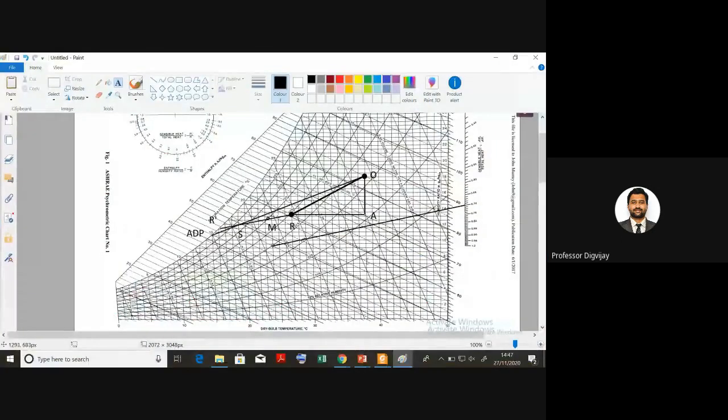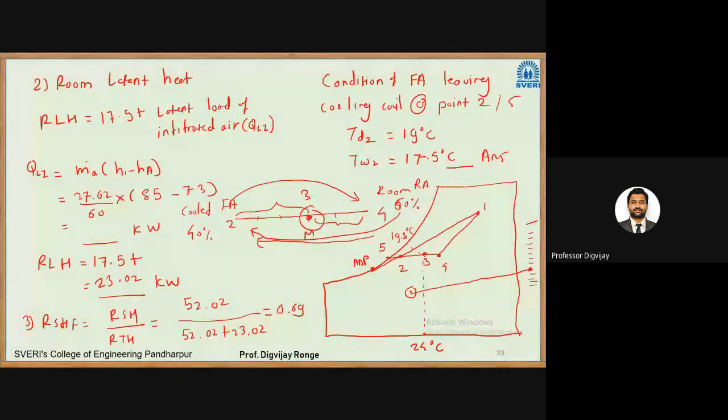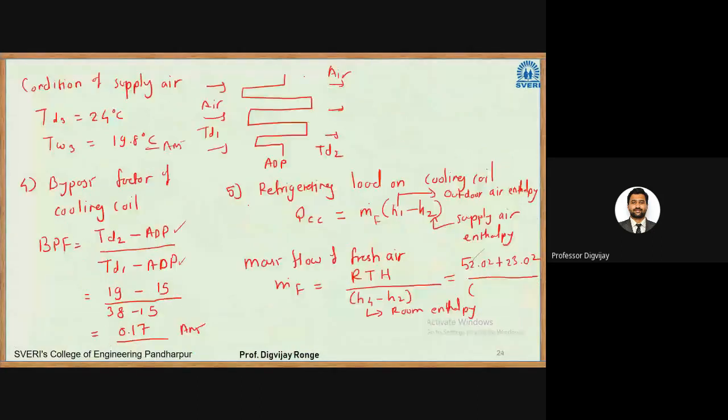How do we calculate the H2 enthalpy? H2 is nothing but the supply air. So this is the point here. This way we calculate the enthalpy: we go up to the enthalpy scale and it meets here. As you can see, 50 is there, but a little bit less than 50, so this is 49. Enthalpy at point 2 will be 49. So 61 minus 49, calculate this. This will give the mass flow rate of fresh air.